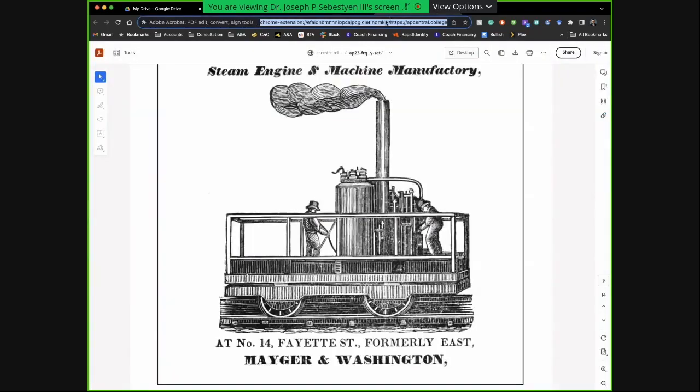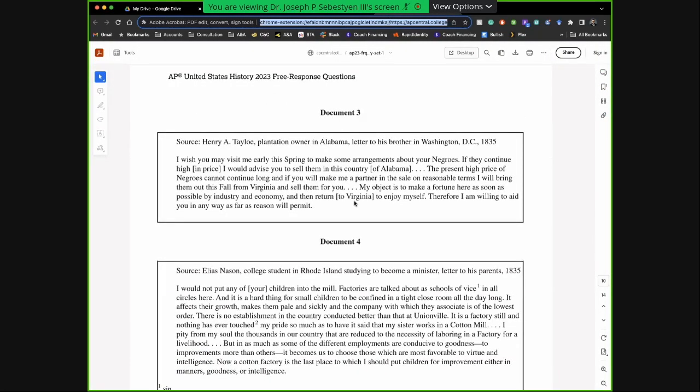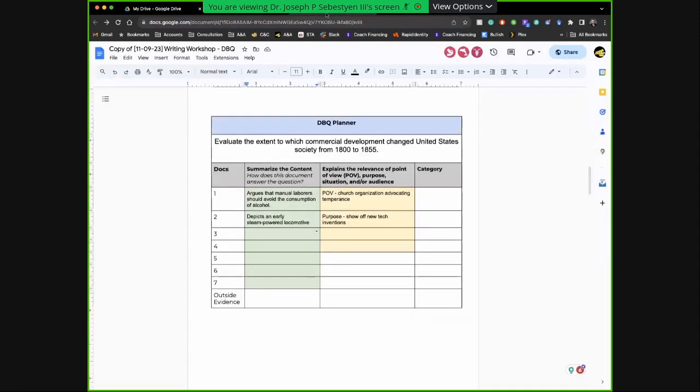Okay, document 3. Plantation, Alabama, letter to brother in Washington, D.C. I wish you may visit me early in the spring to make some arrangements about your Negroes. If they continue high in price, I would advise you to sell them in this country of Alabama. The present high price of Negroes cannot continue long, and if you will make me a partner in the sale on reasonable terms, I will bring them out of this farm from Virginia and sell them for you. My object is to make a fortune here as soon as possible by industry and economy, and then return to Virginia to enjoy myself. Therefore, I am willing to aid you in any way as far as reason will permit. Plantation owner, Alabama, writing a letter to his brother in Washington, D.C.